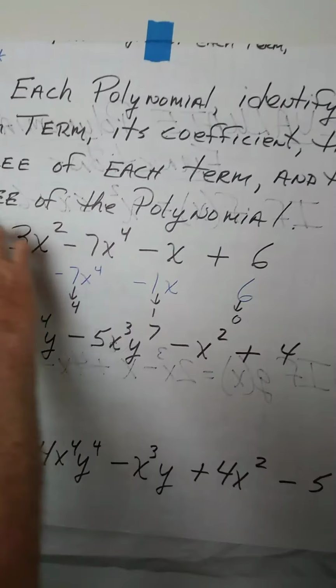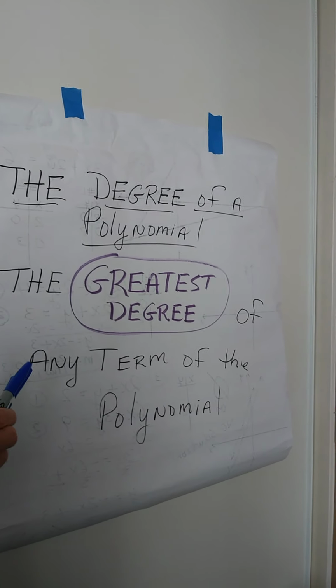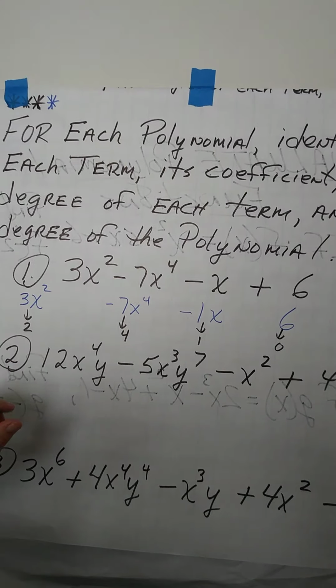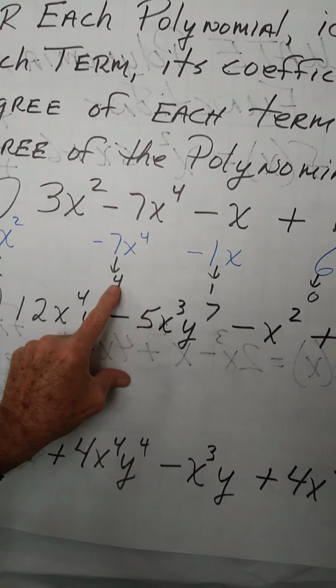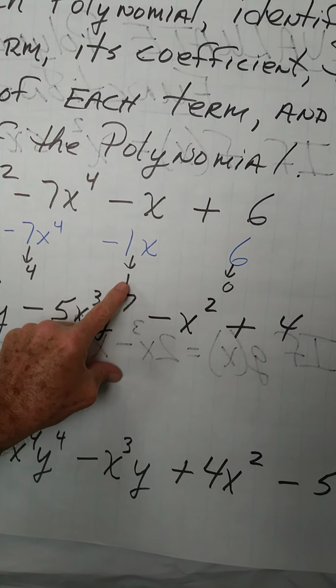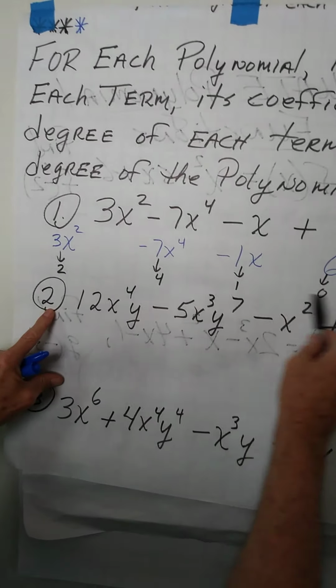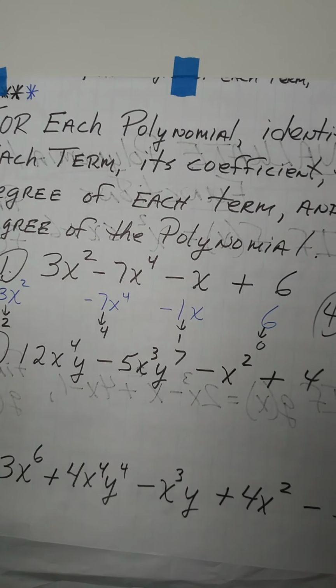Finally, it's asking for the degree of the polynomial. The degree of the polynomial is the greatest degree of any of the terms of the polynomial. Well, this first term had a degree of 2. This second had a degree of 4. This third had a degree of 1. This fourth had a degree of 0. The greatest degree is 4. 4 would be the degree of that polynomial.